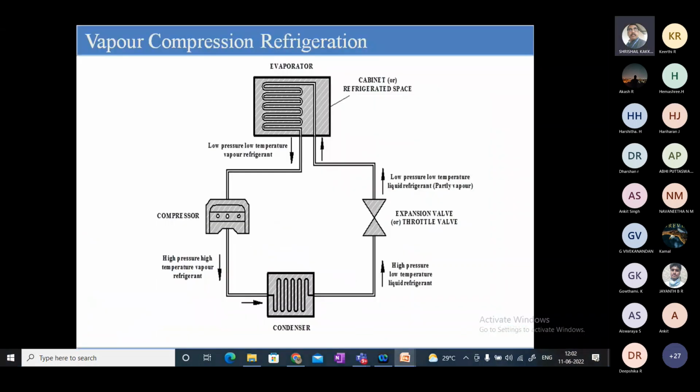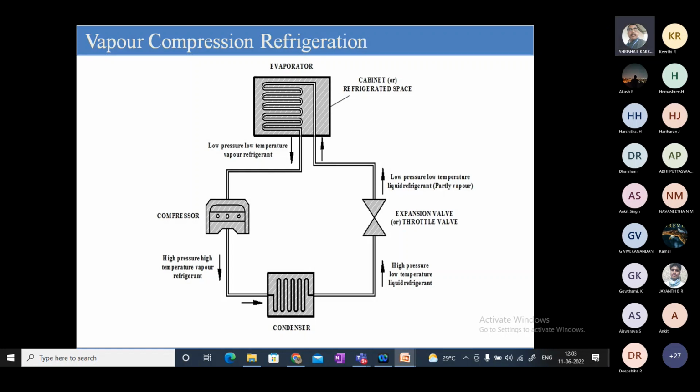Please see here, the refrigerant which is entering the evaporator coil will always be at low pressure, low temperature, and it will be a liquid refrigerant. While it is leaving the evaporator coil, it will have extracted the heat, so it will be a low temperature, low pressure, vapor refrigerant. It will be converted into vapor. And this low pressure, low temperature vapor refrigerant will be entering the compressor. Here at the compressor, it will be compressed. Due to the compression, its temperature and pressure will be increased. The refrigerant which is coming out of the compressor will be a high temperature, high pressure vapor refrigerant.